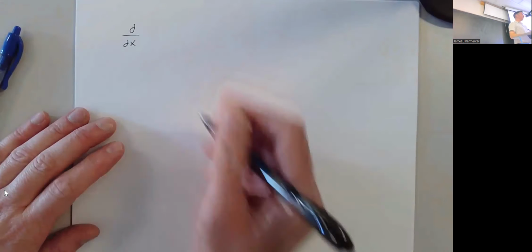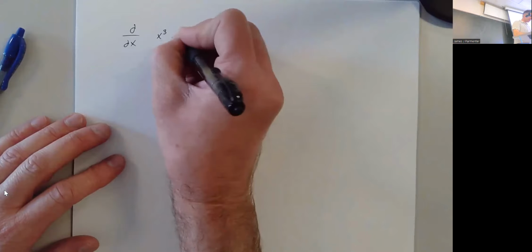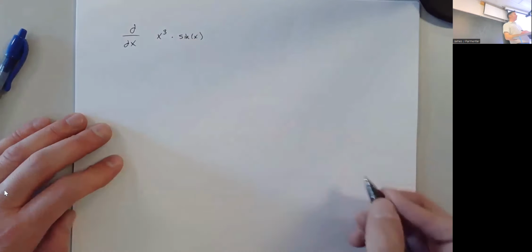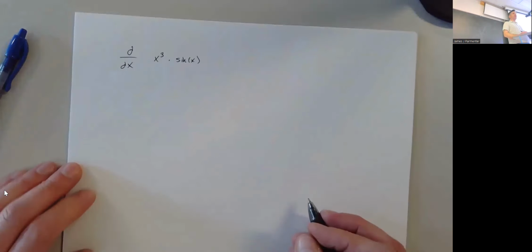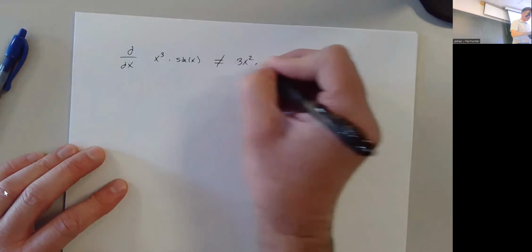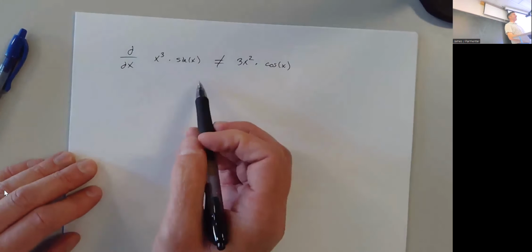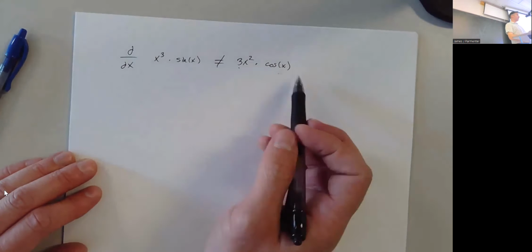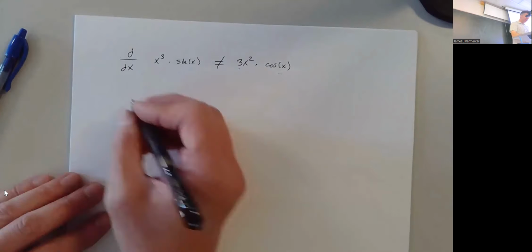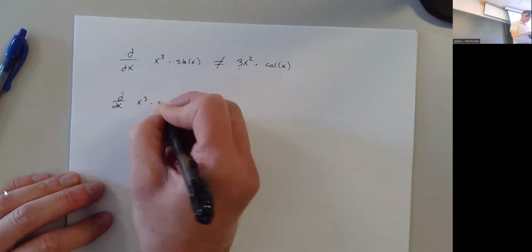We use the product rule for taking the derivative of something like x cubed times sine of x. And the problem here is you cannot just do what we wish we could do. It's not just 3x squared times cosine of x. The derivative of a product is not equal to the product of the derivatives. Instead, I'll show you, and then I'll show you one more example. I know I'm out of time, but give me just an extra minute.